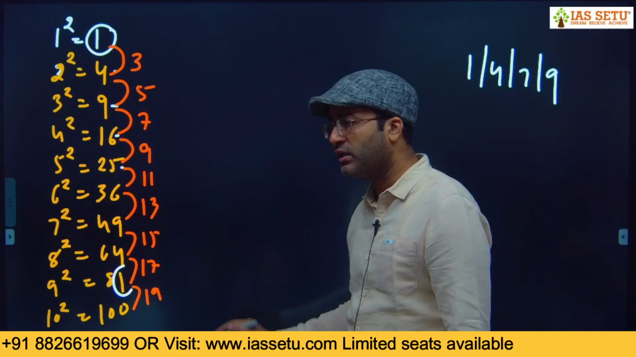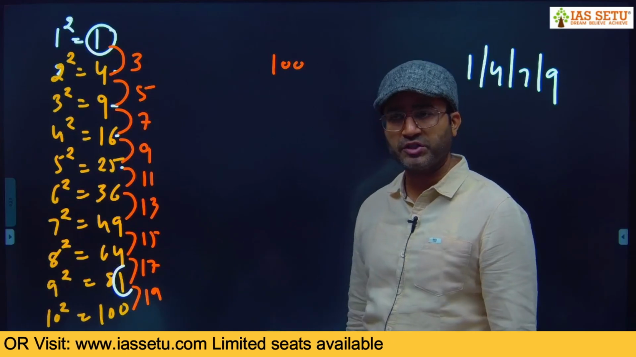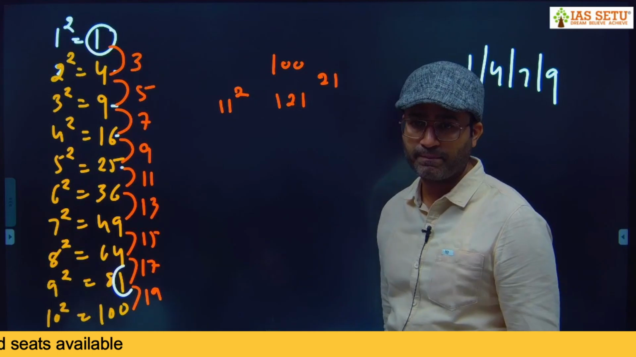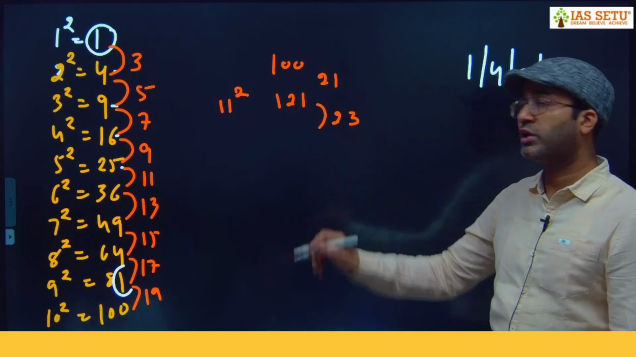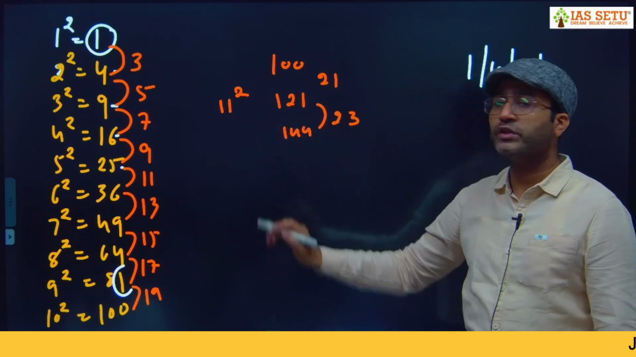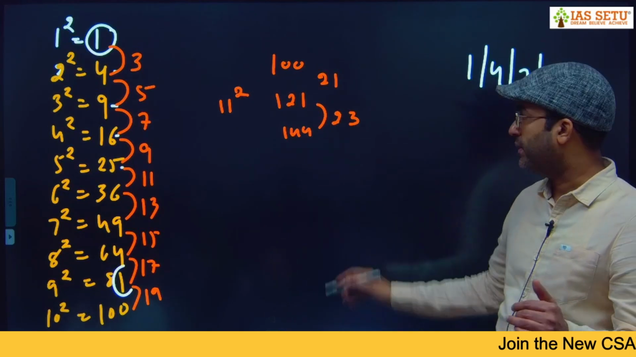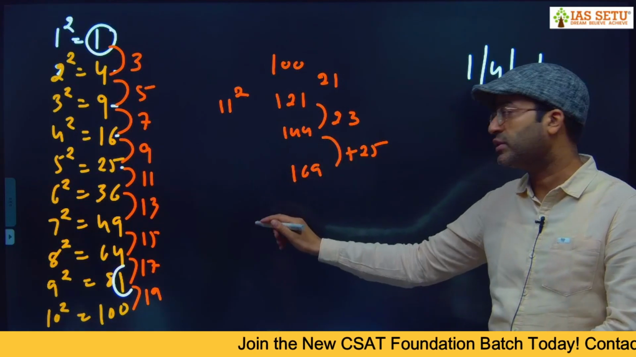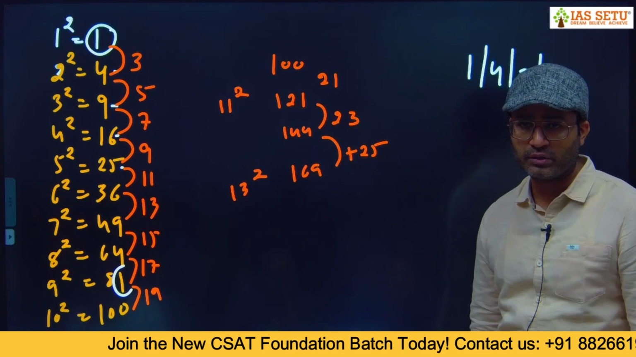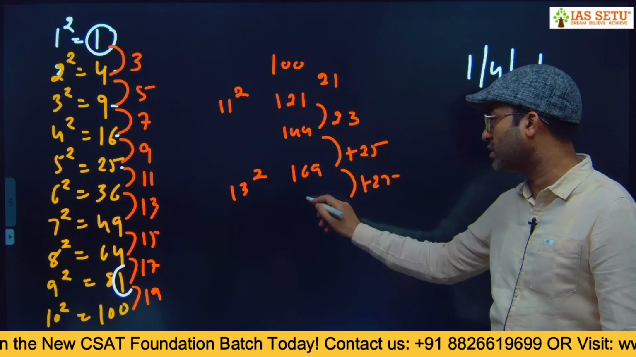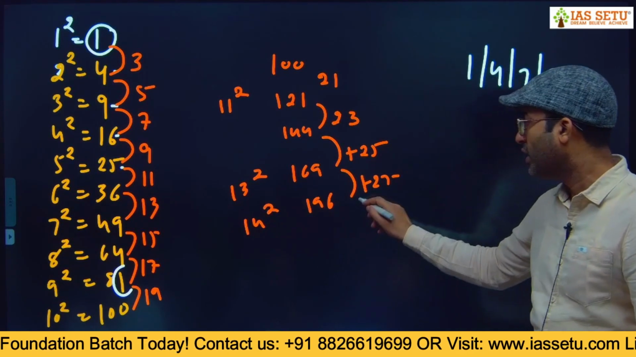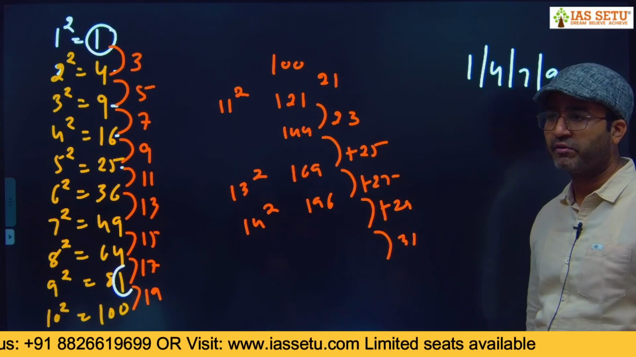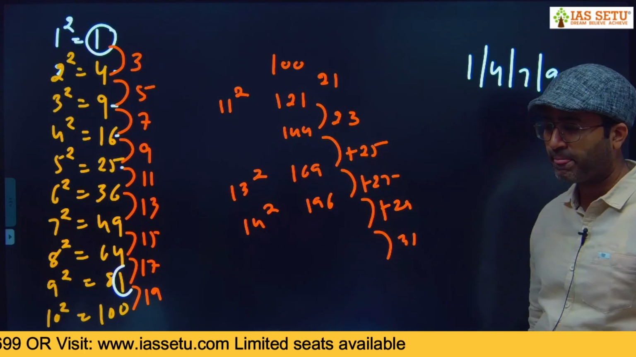So the differences of perfect square numbers make a series of odd numbers. Like here, it is 100. To 100 you add the next odd number, which is 21, and you get the next perfect square number, 11 square. If I add the next odd number 23, I get 144, which is 12 square. If you add the next odd number 25, you get 169, 13 square. If I add 27, I get 196, which is 14 square. You add the next odd number, you get the next perfect square number. So we write this observation.